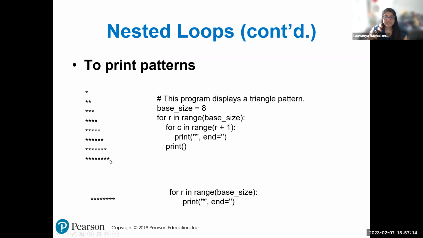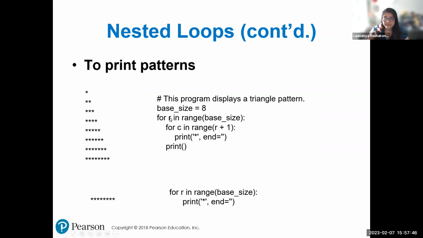So as the maximum value of the columns is 8, you can just set that as your base size. Base size is equal to 8. So for R in range of base size, that is your range of 8, and the list of elements that the range of 8 can have is 0 through 7. So for the inner loop, you are incrementing the R value by 1, so you are adding plus 1 to your R value, and next printing the symbol, print.